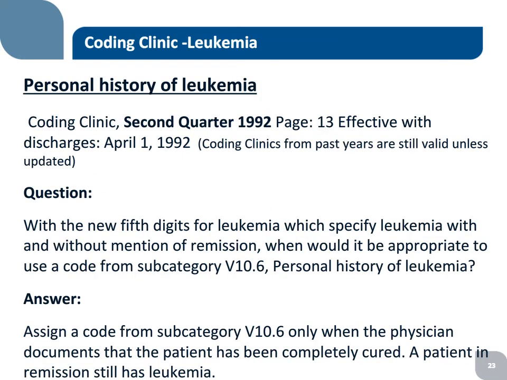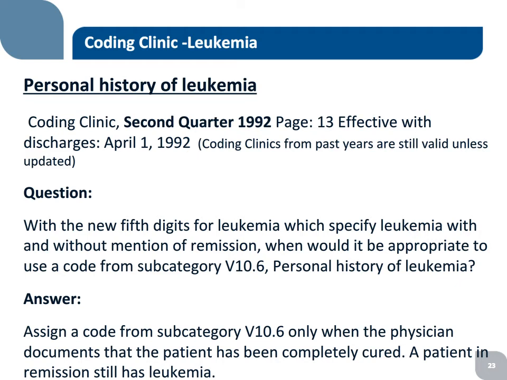Older Coding Clinic. And this one is interesting because in ICD-10, they've taken care of a lot of the issues that we have. But in ICD-9, we had a code for personal history of leukemia. We also had a code for personal history of alcoholism. Well, why would you use a personal history of alcoholism when we have a code for alcoholism in remission? It seems a little odd. And in ICD-10, they've taken care of that.